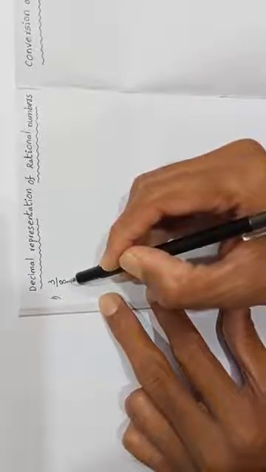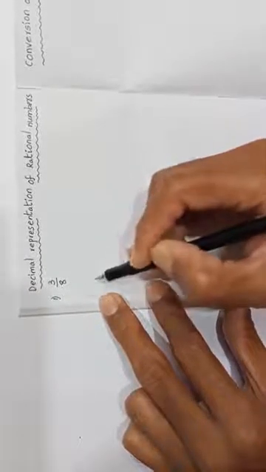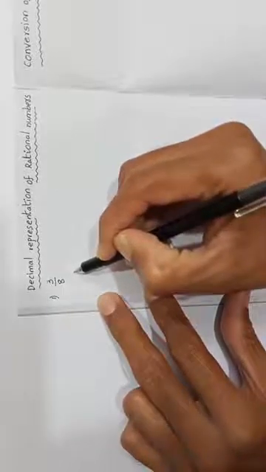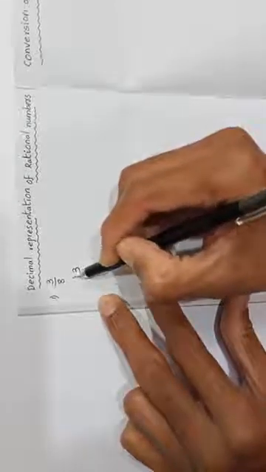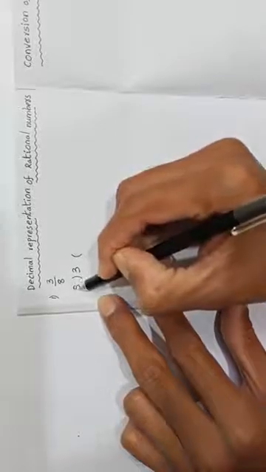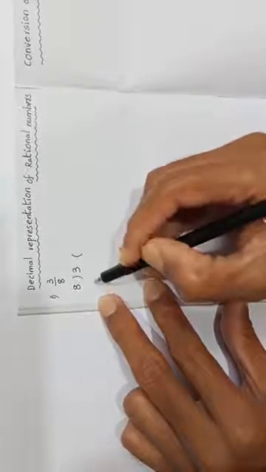So how can we convert a fraction or rational number into decimal form? Simply, we can divide. By long division we can convert into decimal form. 3 by 8 means we take 3 as the dividend and 8 as the divisor. So we can do normal long division.